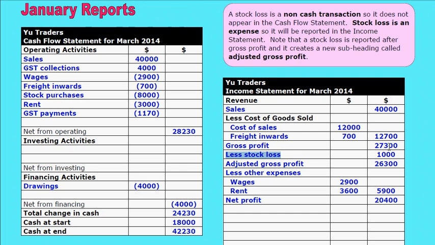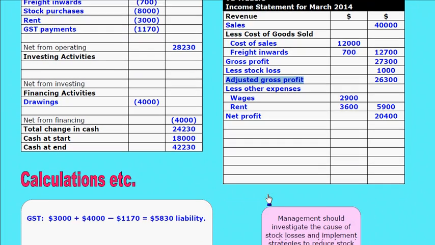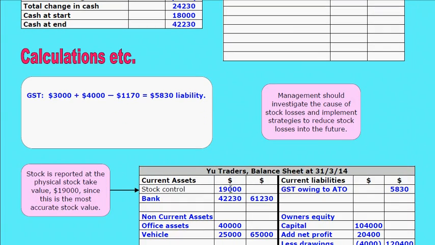So when you get to gross profit, you go less stock loss, in this case $1,000, and that $1,000 then reduces the gross profit to what's called adjusted gross profit, in this case $26,300. So stock loss is reported in the income statement. It reduces gross profit. It creates a new little subheading called adjusted gross profit, and then the income statement continues on as per normal. And of course, in the balance sheet, that stock figure of $19,000, that is the figure as per the physical stock take. That's the most accurate figure. You verify that by doing the physical stock take.